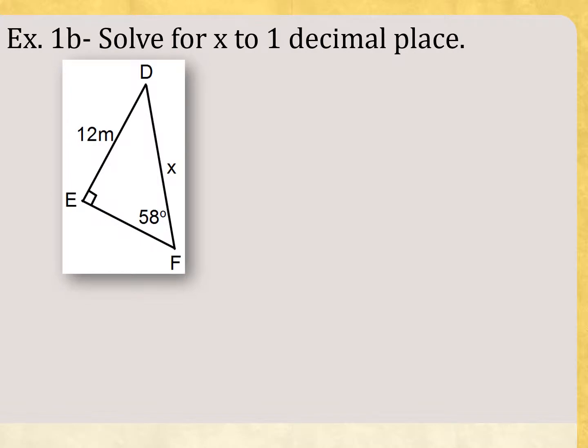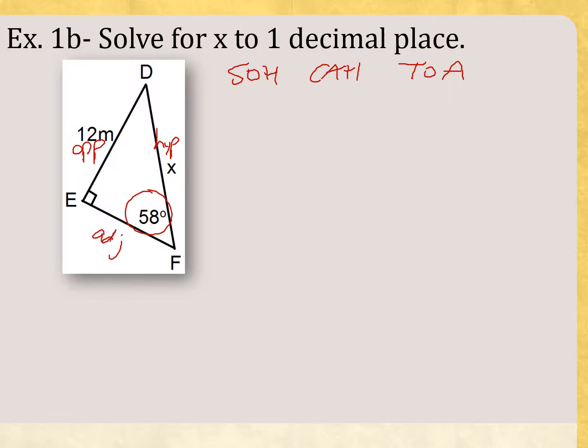1b, solve for x to 1 decimal place. This time you don't have a choice, you can't do Pythagorean theorem, so you're just going to do SOHCAHTOA. It's usually a good idea to write those across the top of your page for your question, just to give you a quick reminder. Reference angle, the angle I gave you, that's opposite, that's hypotenuse, that's adjacent.